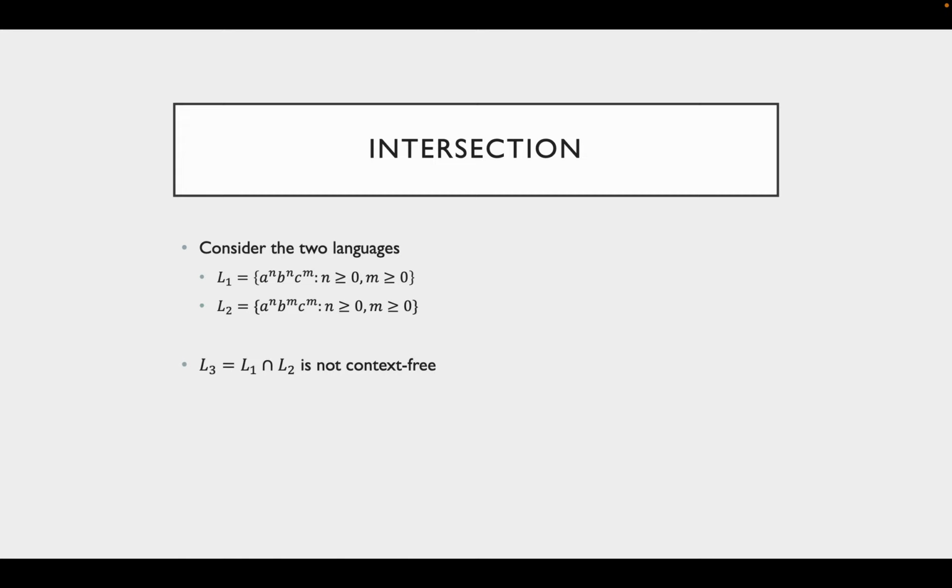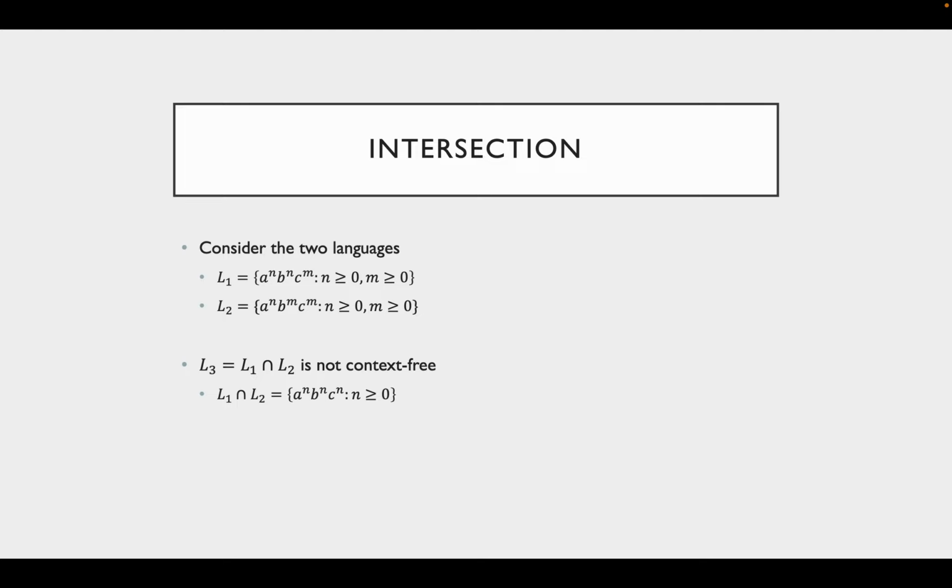So now that we know that L1 and L2 are context-free languages, let's take the intersection of these two languages. We'll get L3 as a result, and L3 is not context-free because the intersection of these two languages is A to the N, B to the N, C to the N, where N is greater than or equal to 0. And I just told you that that's not context-free.